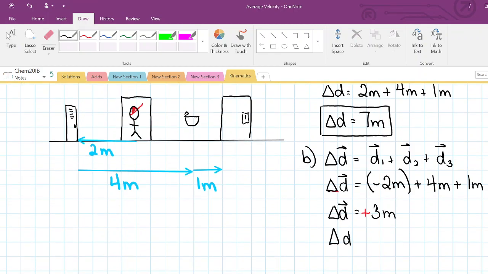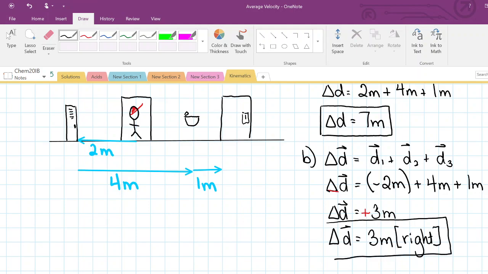Because what that positive 3 meters means is that we traveled 3 meters, and positive based on my Rosetta is right. So Nick displaces himself 3 meters to the right. That sign that's attached to the magnitude is going to become your direction.